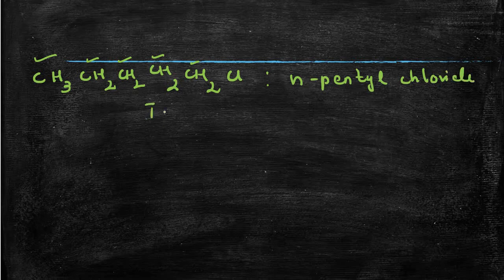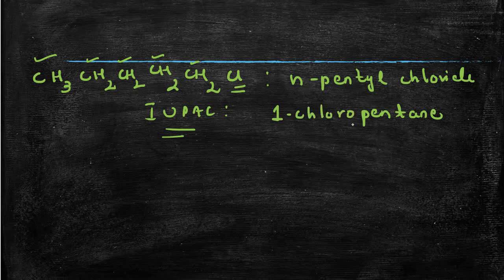Now let us consider what will be the IUPAC name. We have to consider the halogen derivative of the corresponding alkane. 5 carbon atoms are there, so our alkane will be pentane. And the halogen is in the first position. So the IUPAC name will be 1-chloropentane.